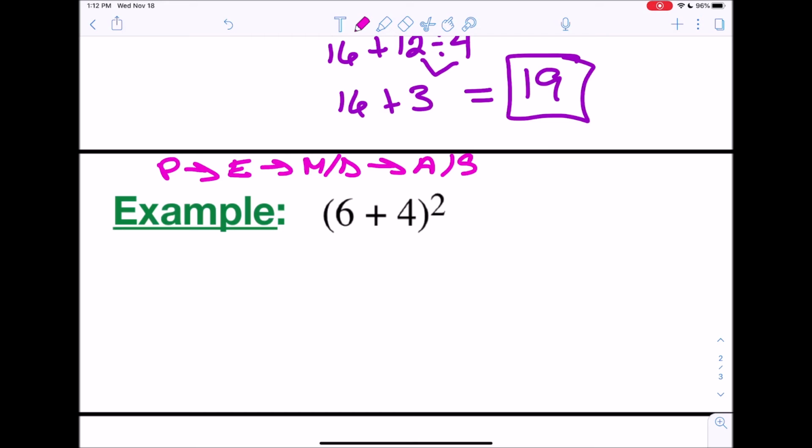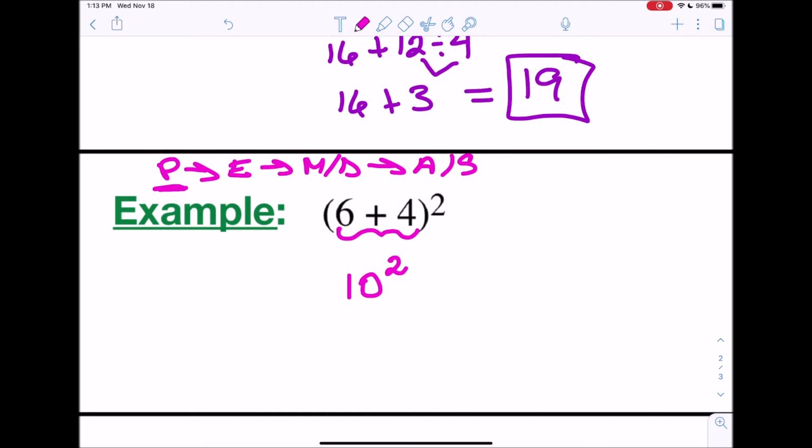All right, so here we have parentheses, okay, and we have exponents, and we have addition. Well, in order of operations, parentheses comes first. So that means we have to do the inside of this parentheses before we do anything else. And we end up with 10. So 6 plus 4 to the second power is going to turn into 10 to the second power.